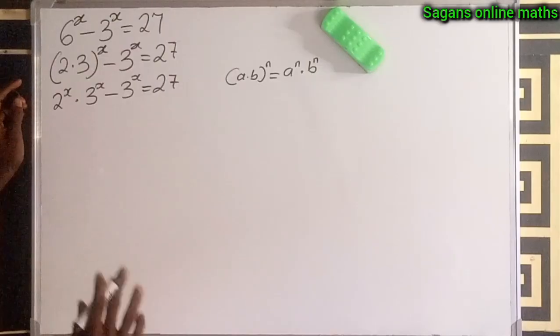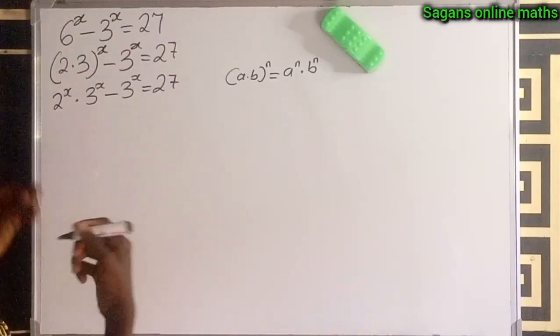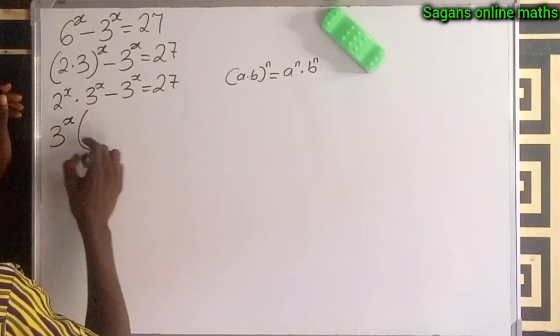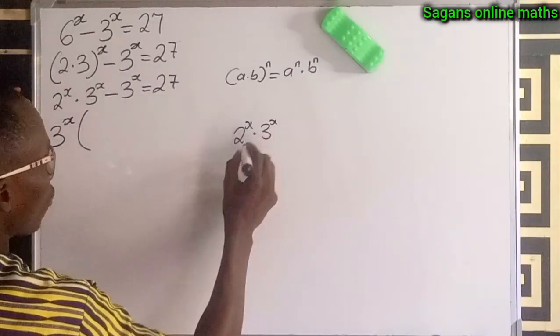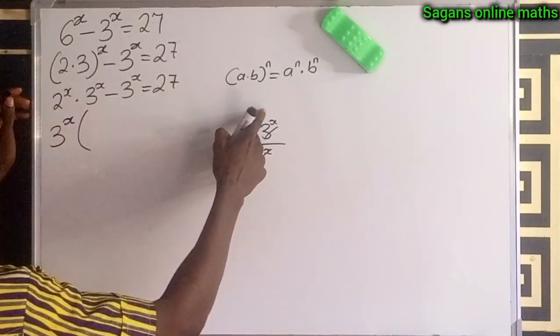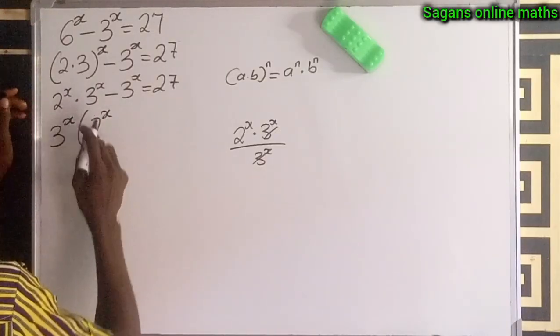Now let's observe carefully. You can see that something is common. What is common? We can see that 3 to the power of x is common. We can factorize 3 to the power of x out. If we divide 2 to the power of x multiplied by 3 to the power of x by 3 to the power of x, this will cancel out, and we are left with just 2 to the power of x.